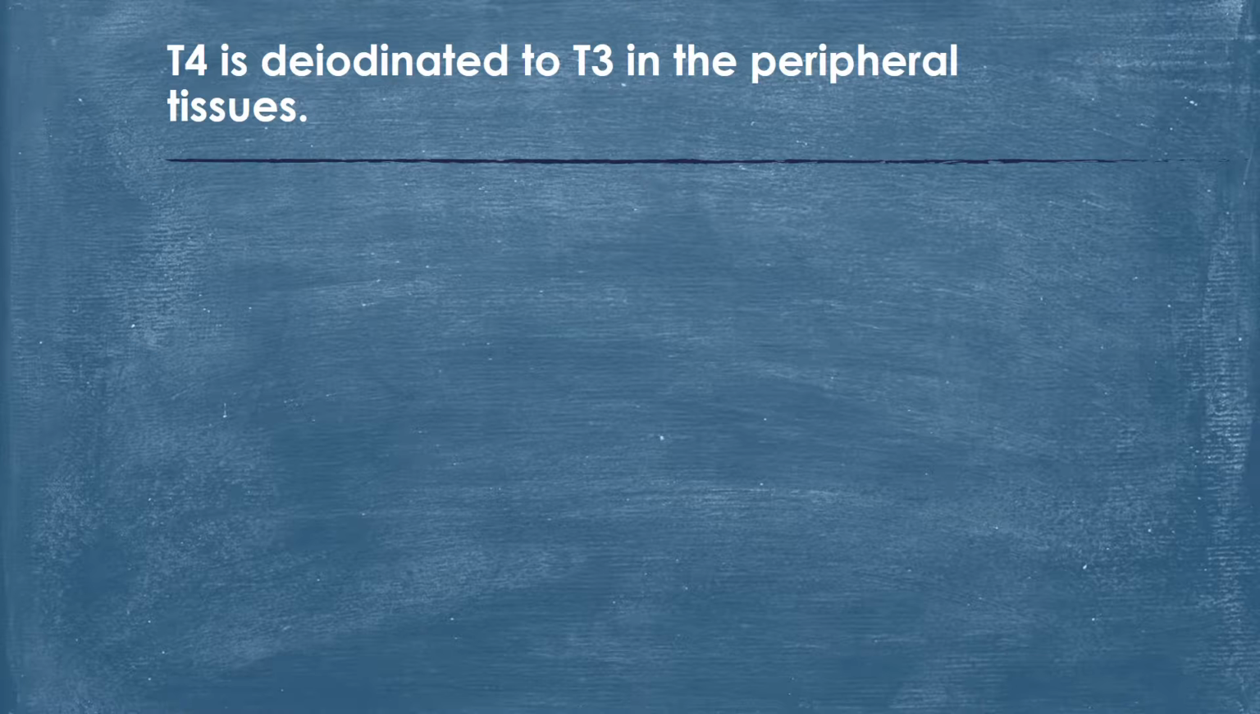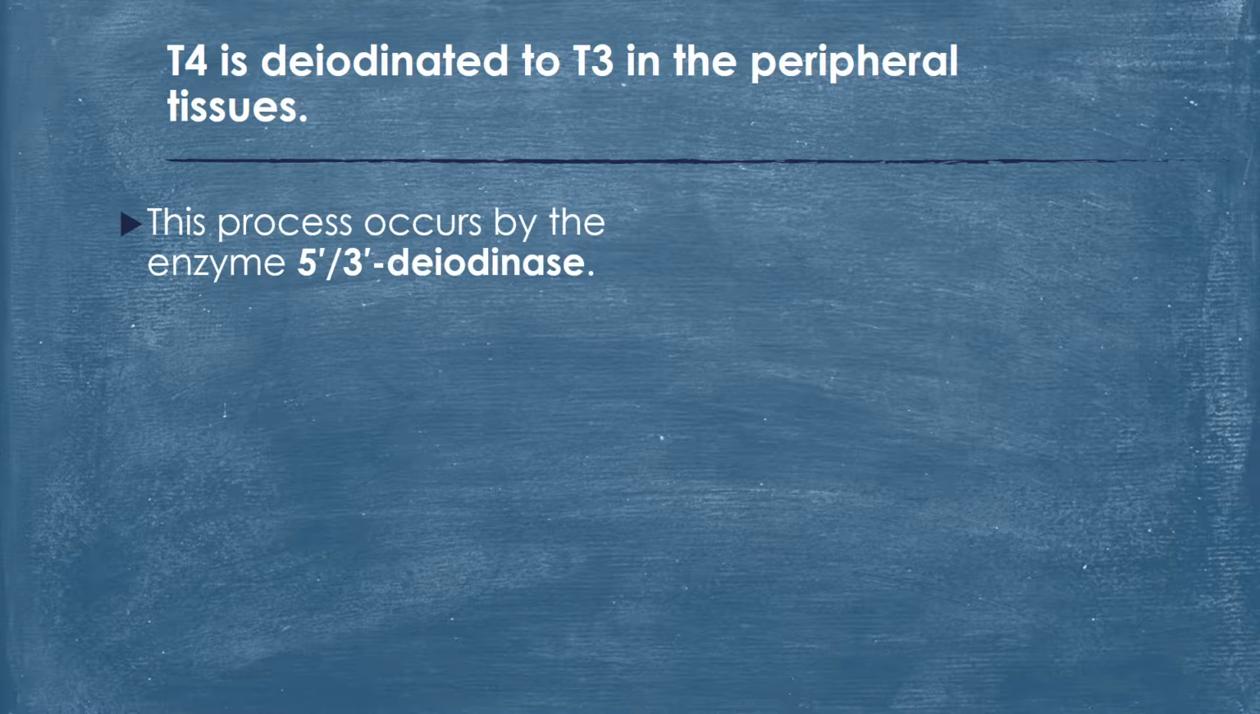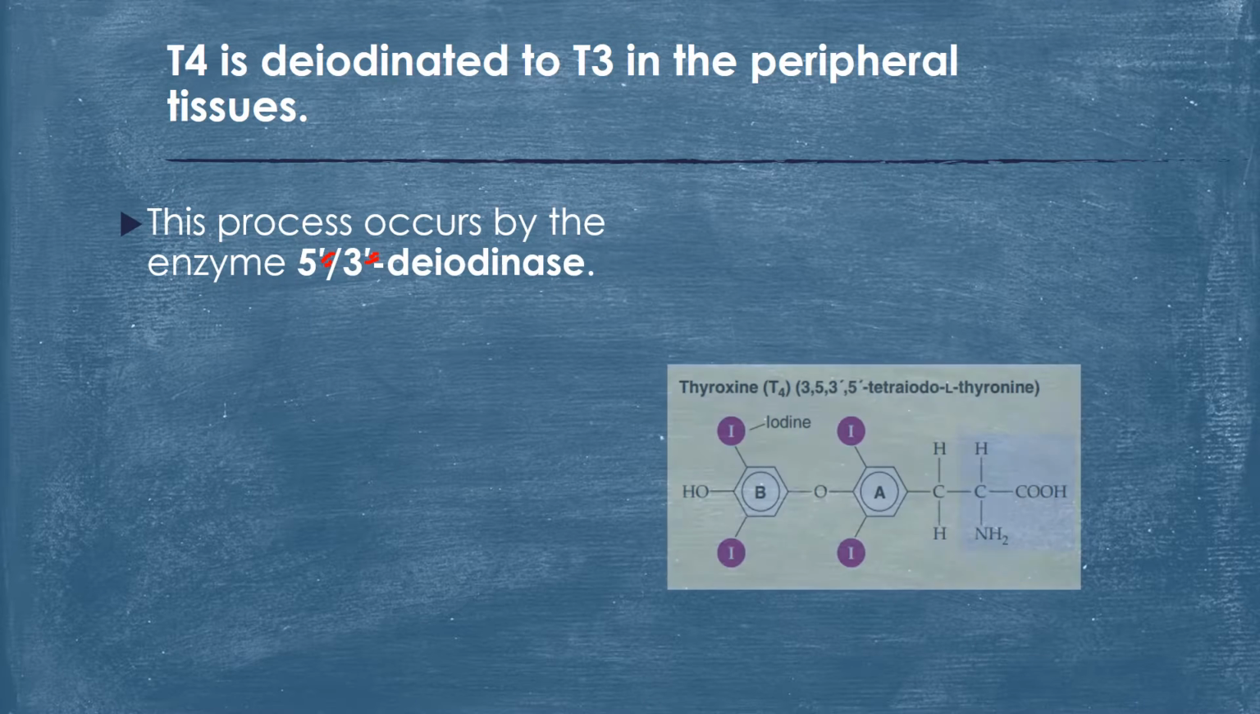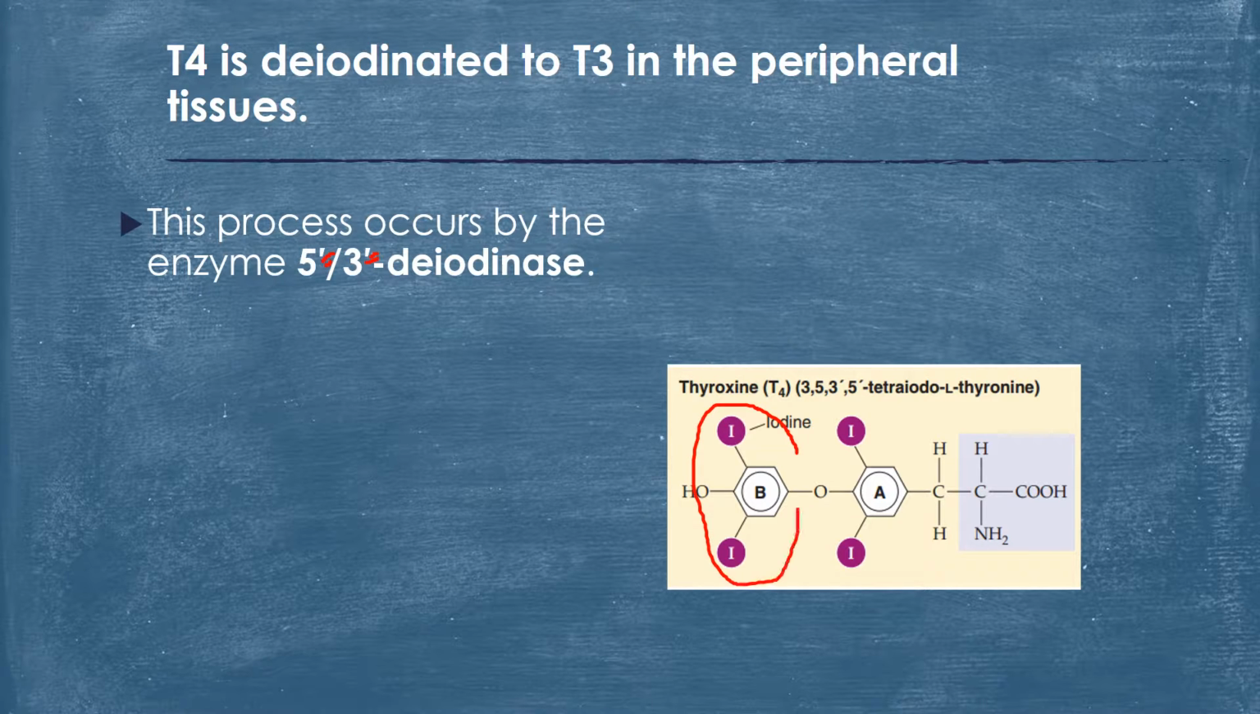T4 is deiodinated to T3 in the peripheral tissues, as we've talked about before. This process occurs by the enzyme 5'-deiodinase. When we put this, we mean that it works on the outer ring. So when this enzyme makes the deiodination, it will take out the iodine groups from the outer ring.